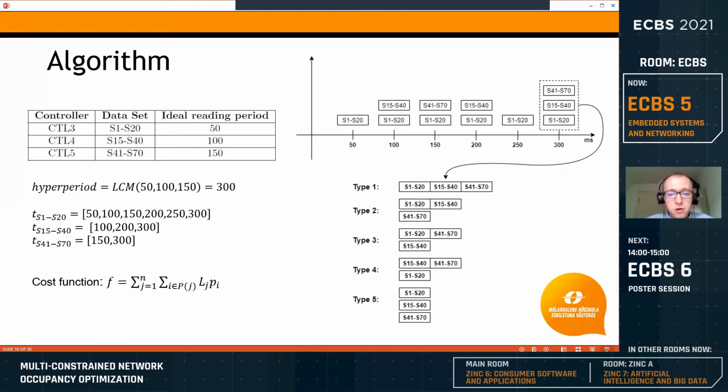And for every combination, we deploy BFD, so best fit decreasing, bin packing procedure, to optimize the packing procedure. And then we calculate the cost function, which is shown in the down left corner, which is actually defined as the network occupancy. So here P_i is the size of the package i, which flows through the path L_j, and L_j is a path that connects multiple segments, of course. So we just sum that to get the network occupancy for every combination.